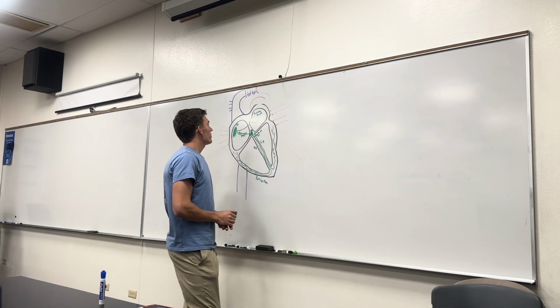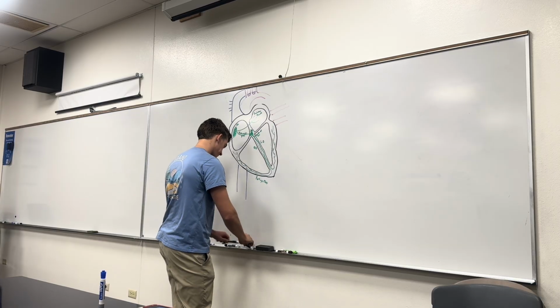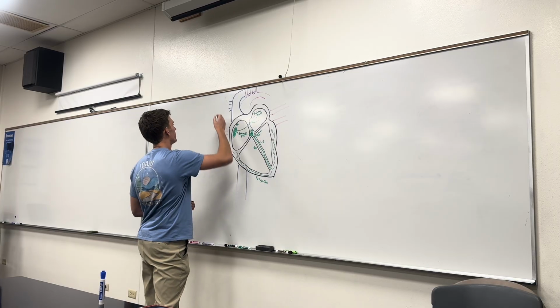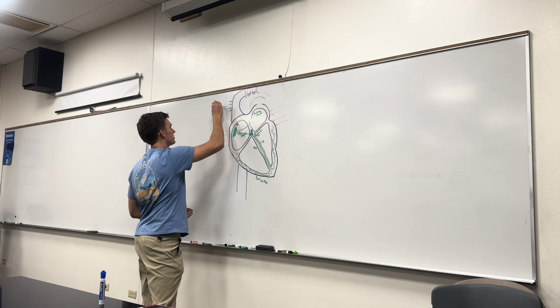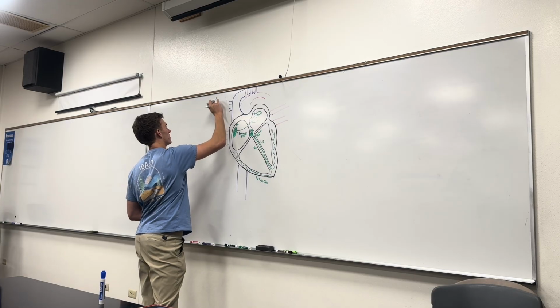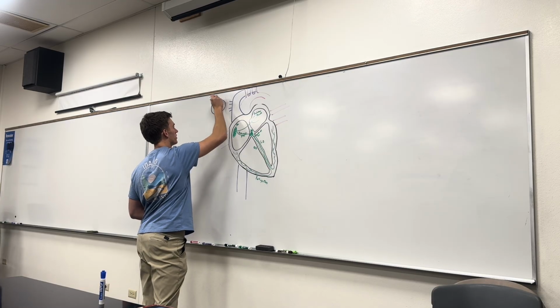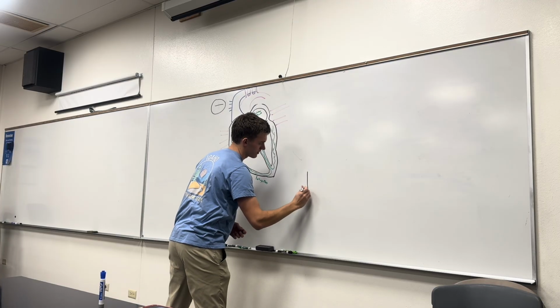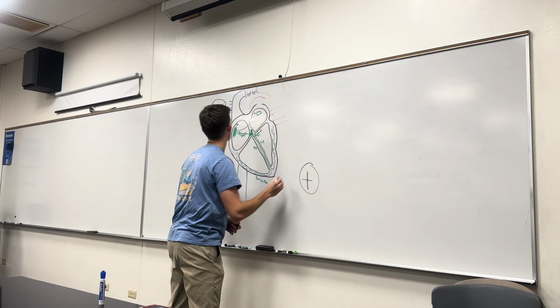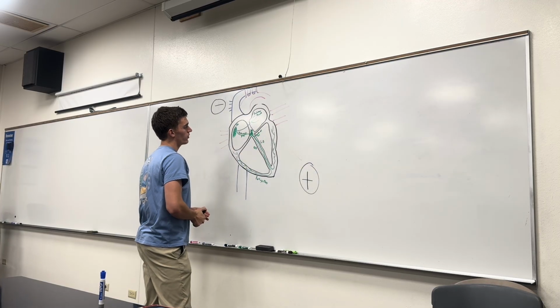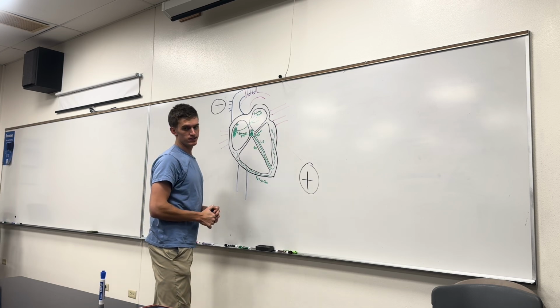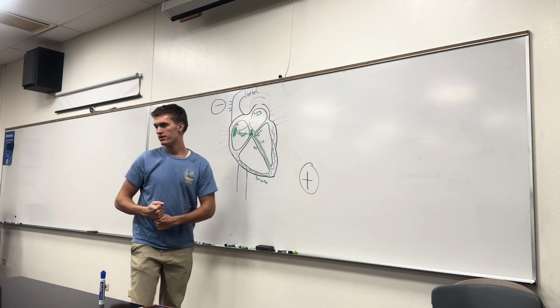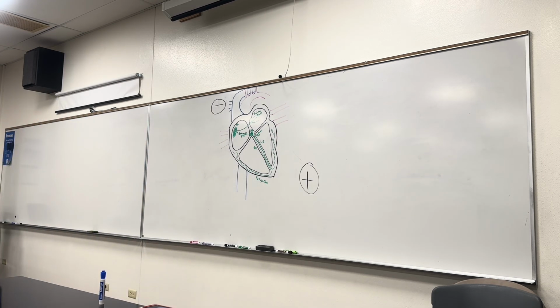And so the way that we monitor this, we monitor it through an EKG, which is when we have a negative electrode and a positive electrode. There's 12 of these leads, but right now we're only gonna focus on lead 2. And to show you how this works, I have a heart.